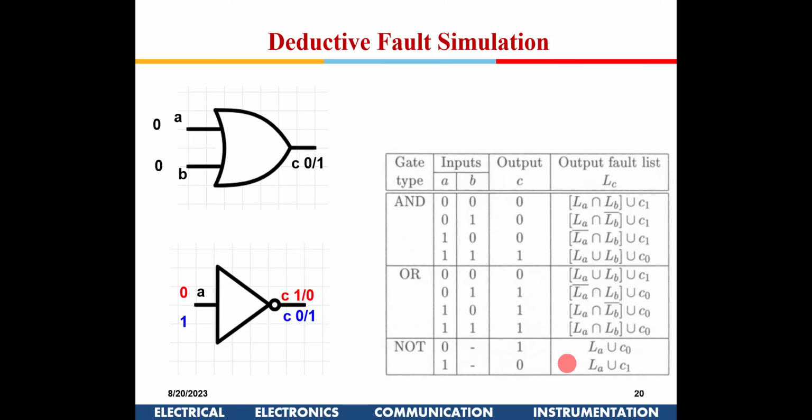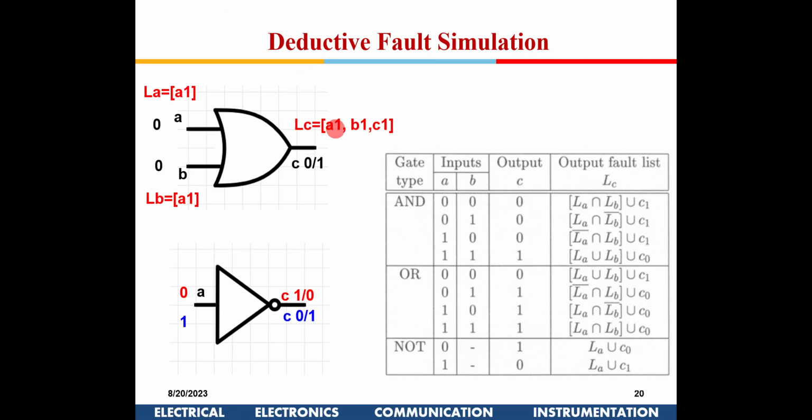Similarly, for an OR gate, if I give a 0, 0 here, what will be the fault list out here? LA1, so this will be LA1. And if the output is 1, what does it mean?